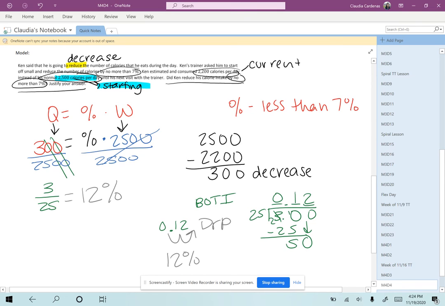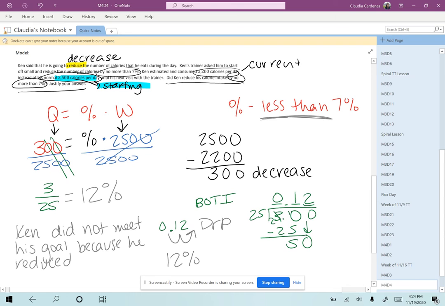So now that we have this percent, is that no more than 7%? Or in other words, is that less than 7%? No, it's not. So therefore, our sentence would be, Ken did not meet his goal because he reduced by 12% instead of only limiting it to 7%. So he did not meet the goal that his trainer wanted.